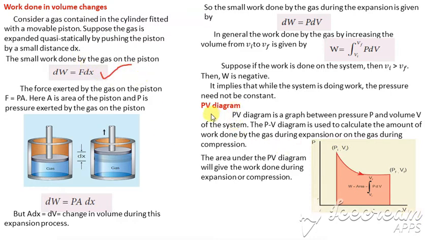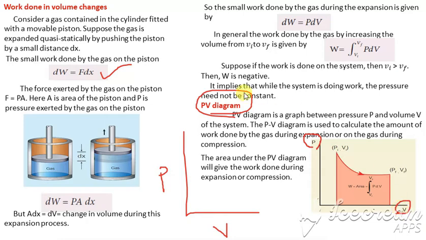Yes, next is the PV diagram. What is meant by a PV diagram is a graph between the pressure and the volume. It is also used to calculate the work done. In the shaded portion, the area under the PV diagram gives the work done during the expansion or the compression. So the shaded portion gives an area, they have said.